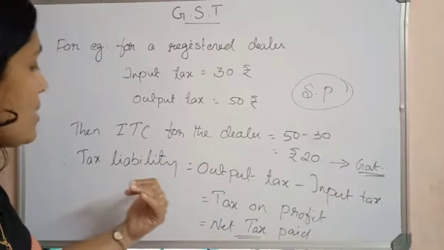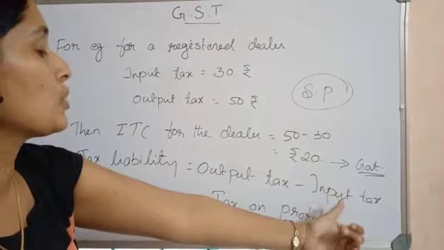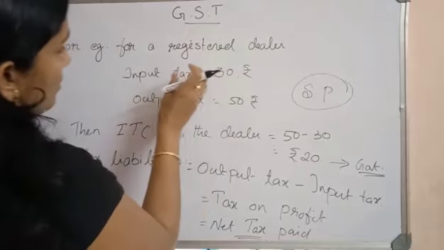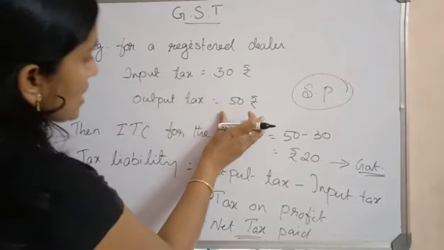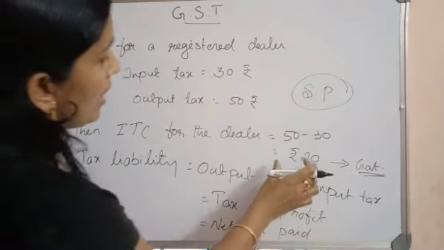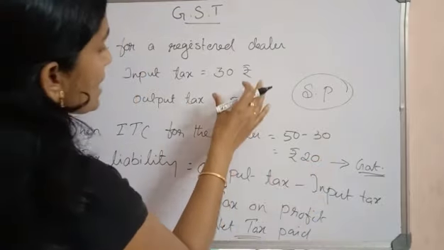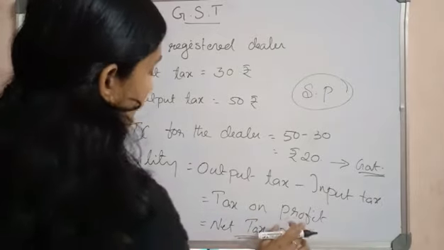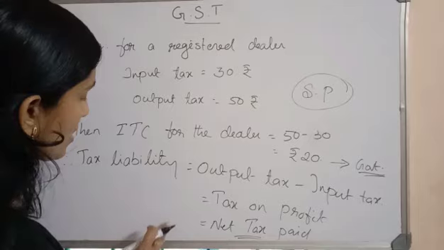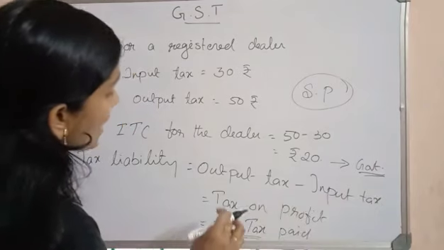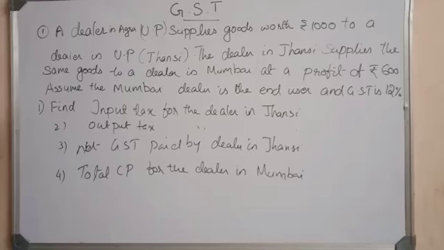So the tax liability is the same as output tax minus input tax, or the tax on the profit. As I have told you here, the tax paid by the dealer is 30 and the tax charged by him is 50. So ultimately he is making a final payment of tax as only 20 rupees. That is the tax paid on the profit. So we can say that the tax liability is the tax on the profit, and the ITC, input tax credit, is calculated as output tax minus input tax, and that is the net tax paid to the government.